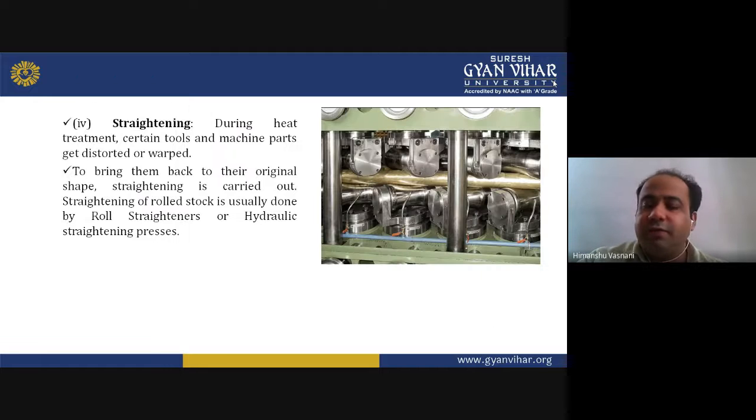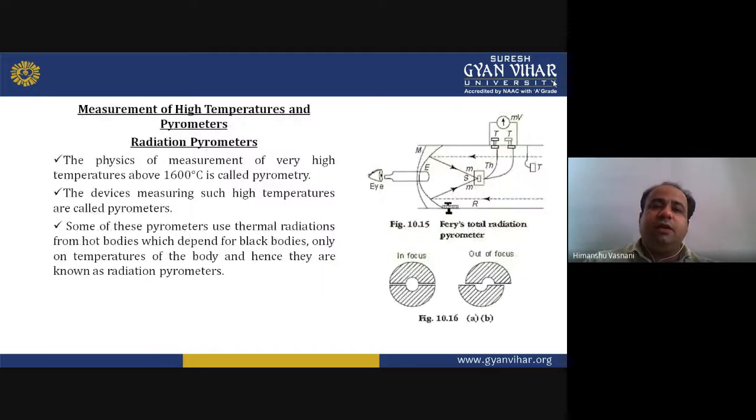Okay, so we have finished with that. Now we are starting with the radiation pyrometers. So, measurement of high temperatures and parameters. In the heat treatment, we have studied various processes like annealing, normalizing, hardening, tempering, nitriding, cyaniding, carburizing. So they had a particular temperature at which these processes were done.